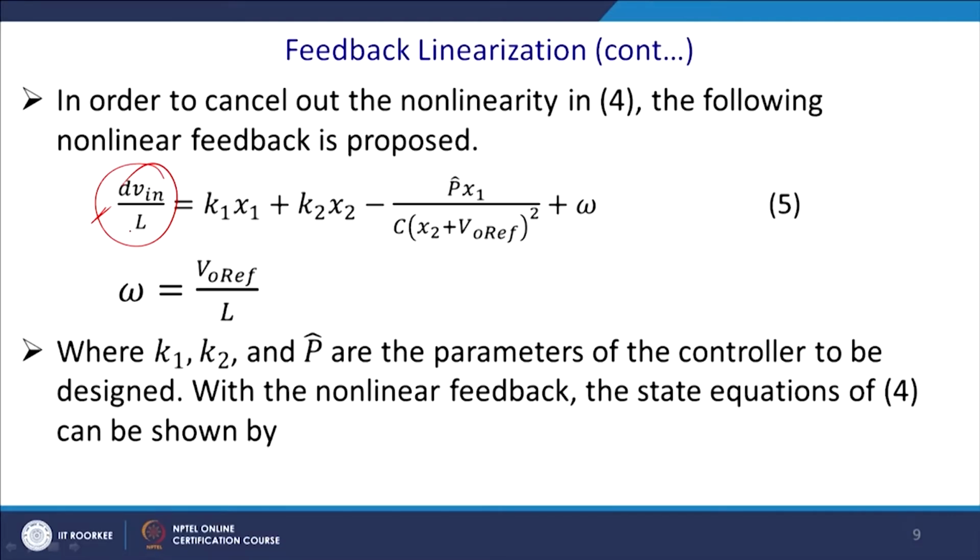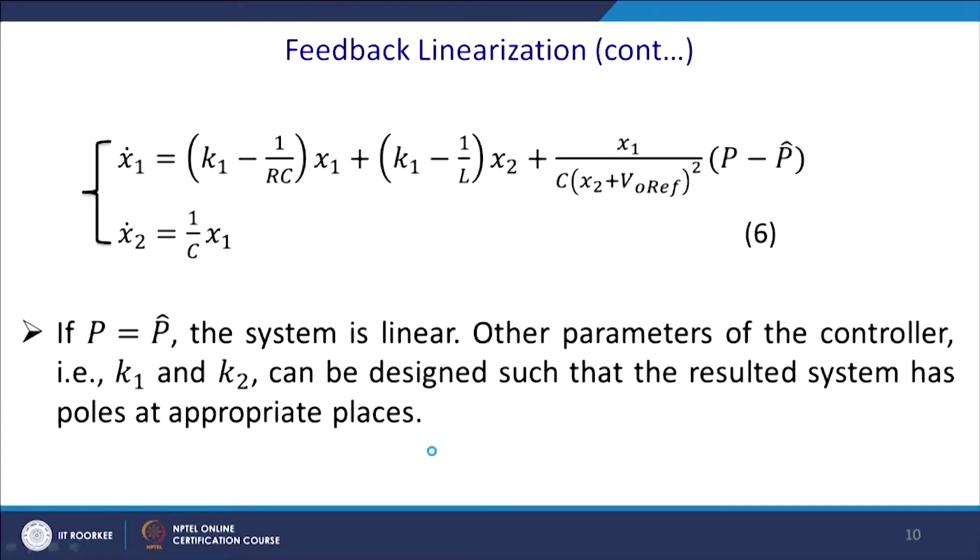It is k 1 into x 1, k 2 into x 2, I shall define k 1 and k 2 a little later, minus P delta, that is the deviation of the power, into x 1 into C x 2 plus V 0 ref, plus omega, where omega is just dV in by L, and where k 1, k 2 and P delta are the parameters of the controller to be designed so that the system becomes controllable with the nonlinearity. So, with the nonlinear feedback, the state equation 4 can be shown as equation 6.